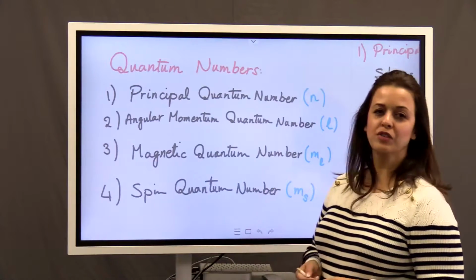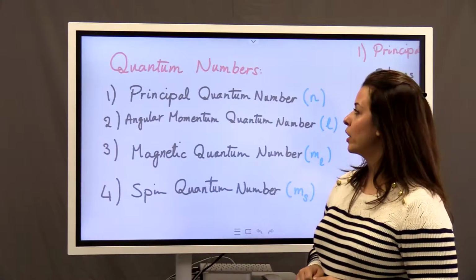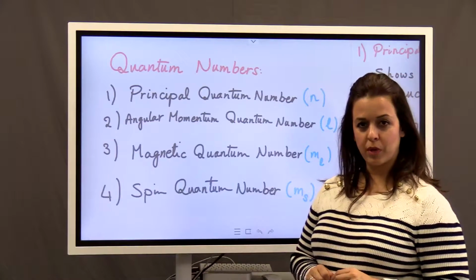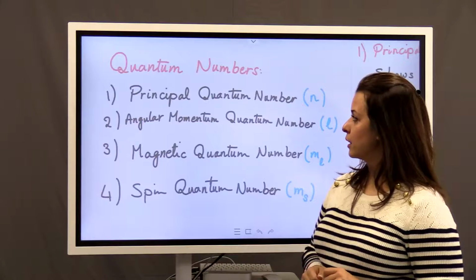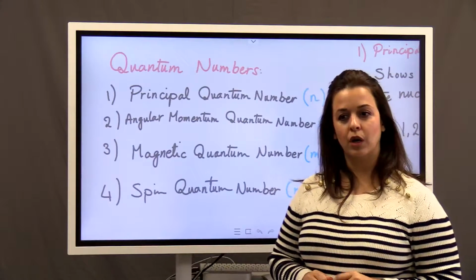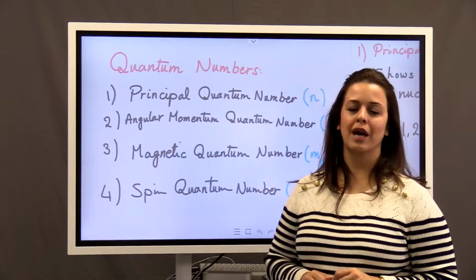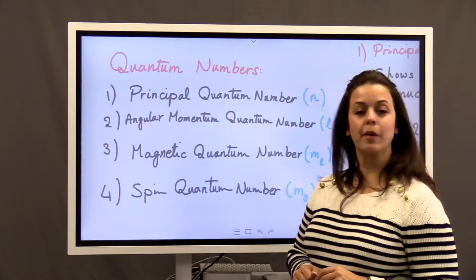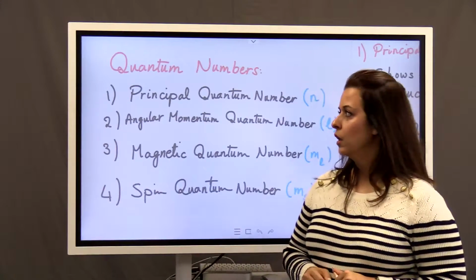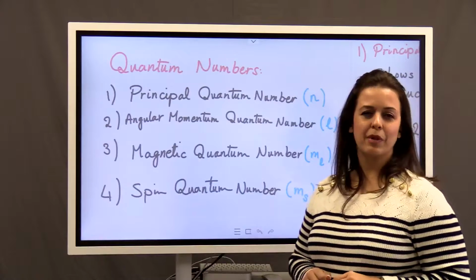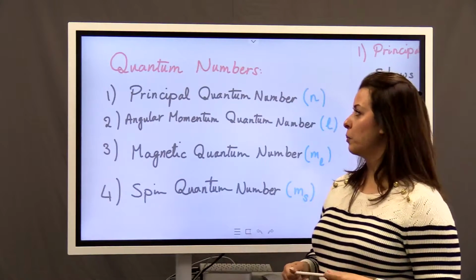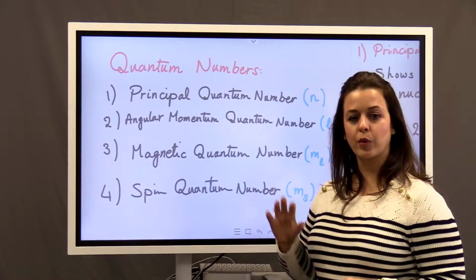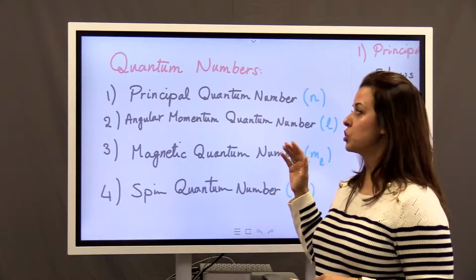Okay, the second part of chapter 7. We are going to work on quantum numbers, and I want you to try to work on as many examples as possible on this. It might seem a little bit complicated at the beginning, but let's start working and I explain each one by one.